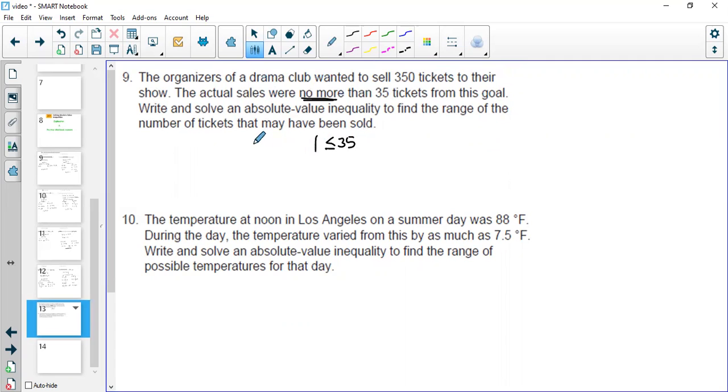So what do you think is going to be inside the absolute value lines? They want to sell 350. So that's going to be x minus 350, right? Because they wanted to sell 350. So we do not know this amount. So I think now you could solve this.